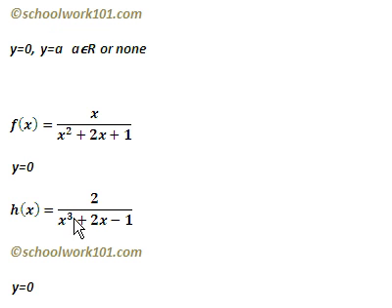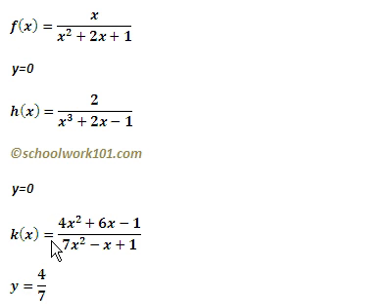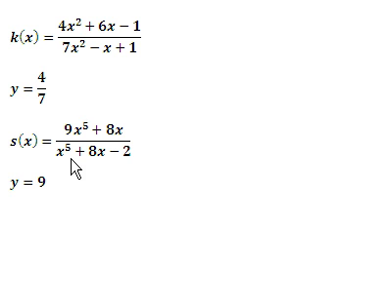Here's another example: larger in the bottom, even though there's no x in the top, this is still going to be y = 0. Now in this particular problem, we have an x squared in the top and x squared in the bottom. You just look at their coefficients, 4 over 7. So we end up with y = 4/7.